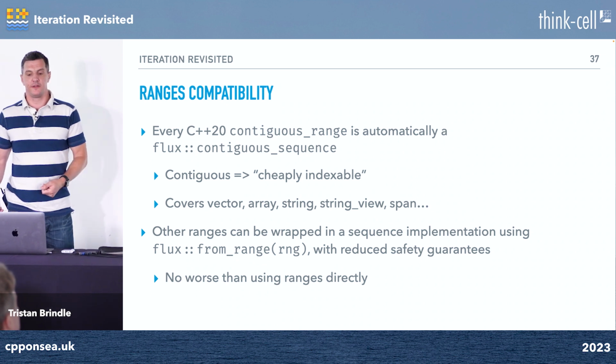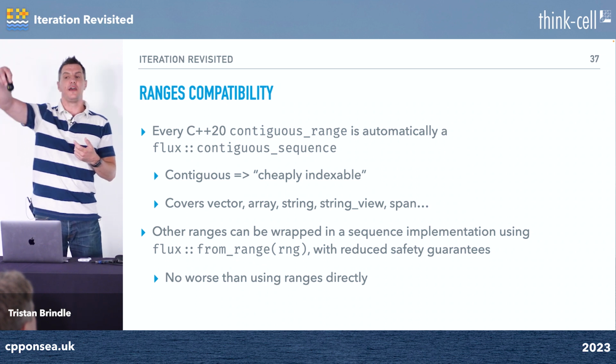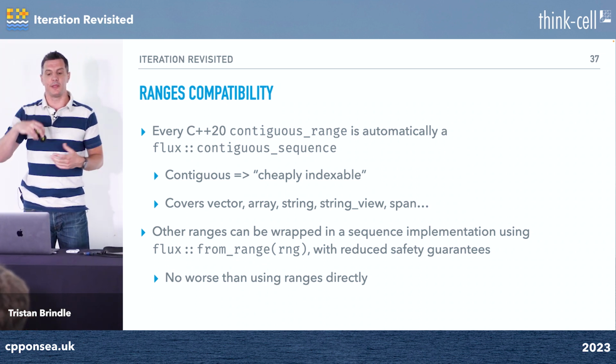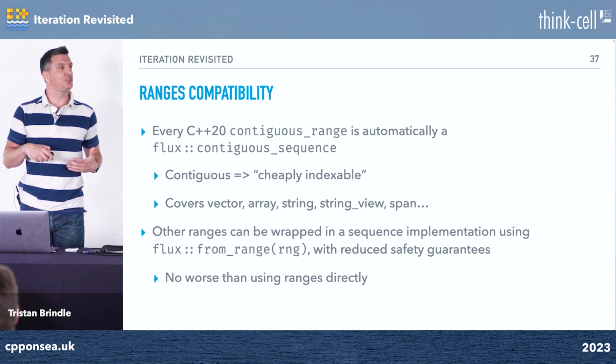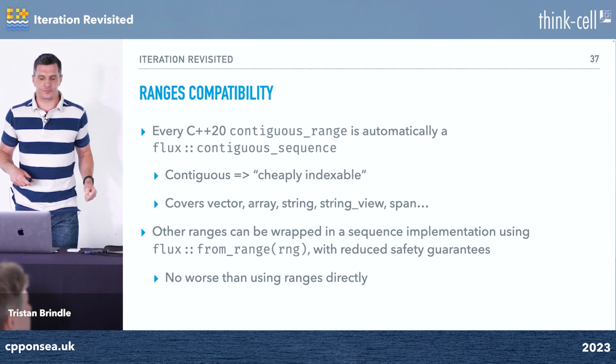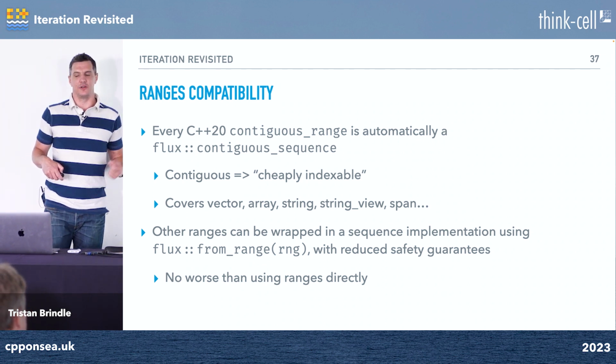So if you have existing ranges, you can use them with Flux, either without doing anything if they're contiguous, or by wrapping them in this from range function, or, if you really want to, by implementing the sequence protocol natively.